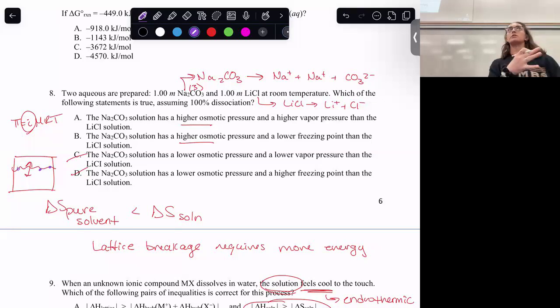So which one has more things in solution, the sodium carbonate or the lithium chloride? Sodium carbonate has more things in solution, so does that mean higher or lower vapor pressure? That means lower vapor pressure, right? More things means lower vapor pressure. So B is going to be your correct answer here. This cannot be true because this is a lower vapor pressure.